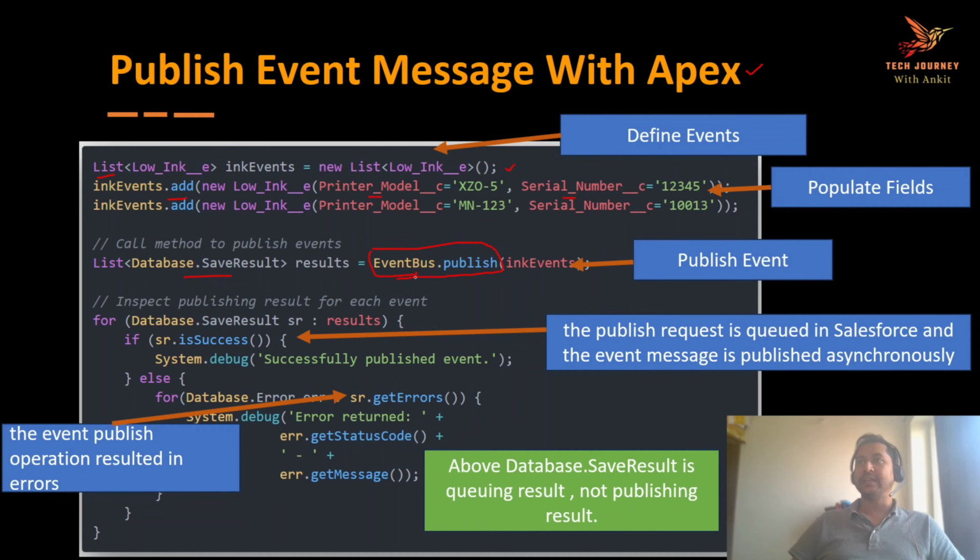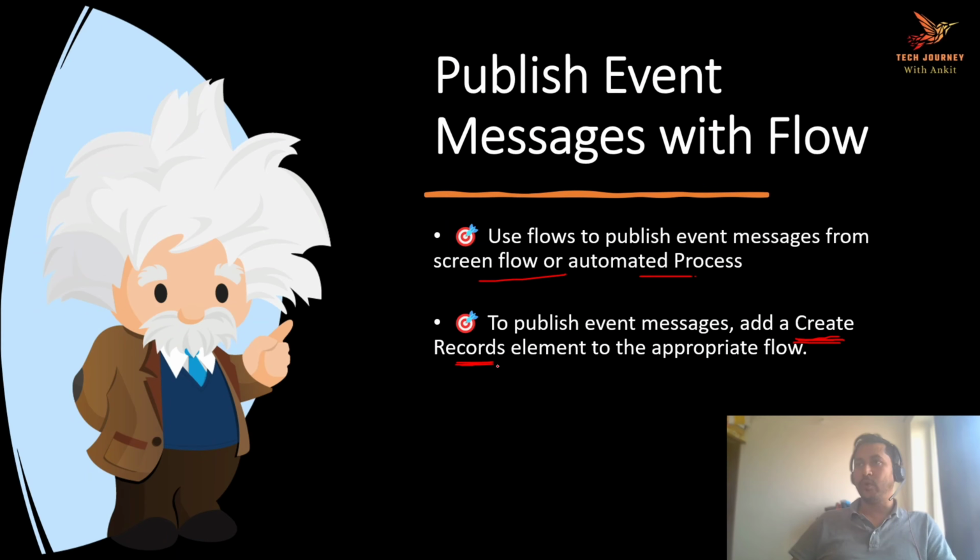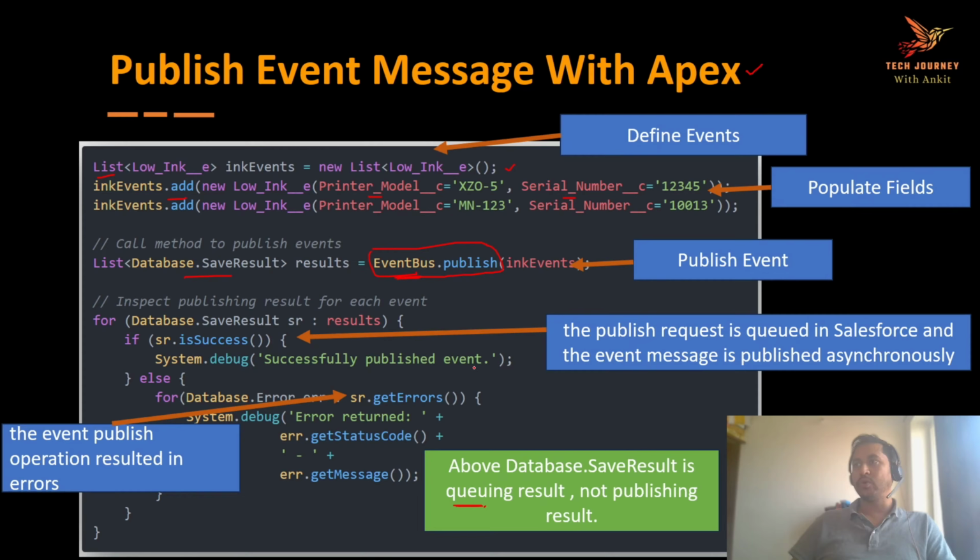Always remember that this EventBus.publish, it will only queue your message on the event bus. It does not mean that your message is published. It's a two-step process. EventBus.publish will only queue the result. Not only this, on the flow also, if you are creating the record with the flow element, it will only queue the result. It will not publish the result.